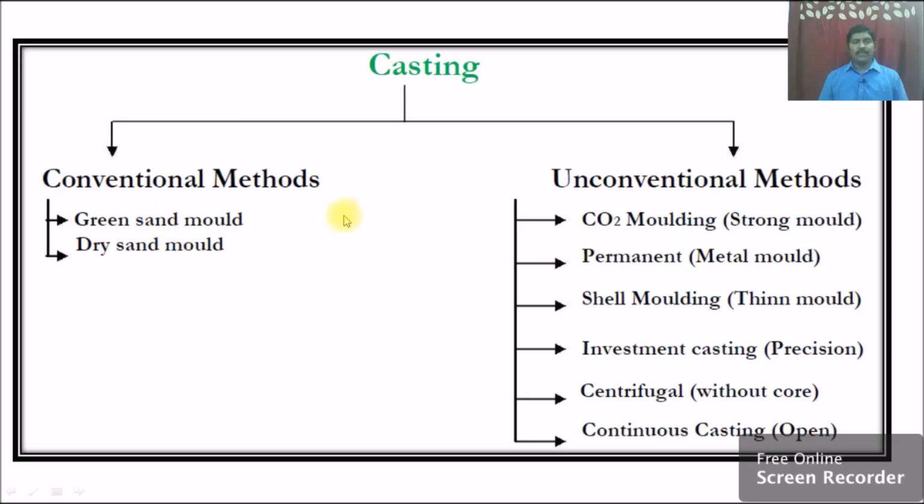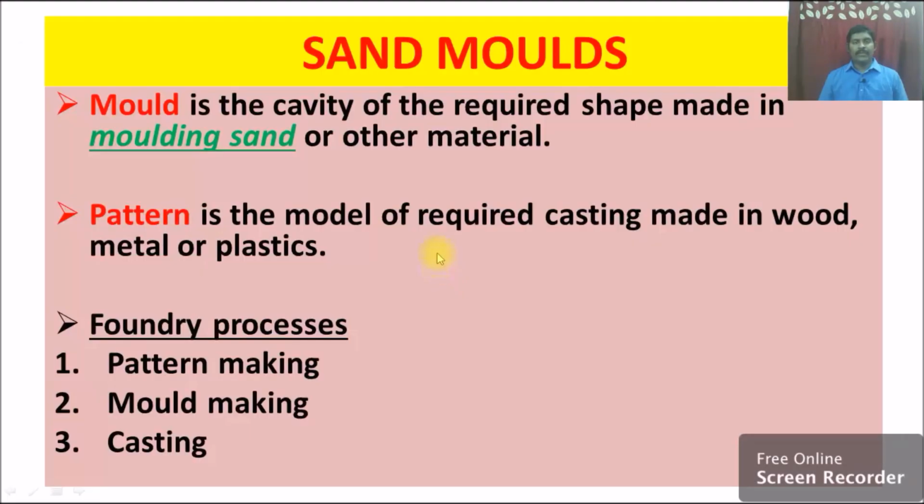Casting consists of 2 major categories. The first one is the conventional method, that is the green sand mold and dry sand mold. The next one is the unconventional method: CO2 molding, permanent molding, shell molding, investment casting, centrifugal and continuous casting. So 2 major categories are involved. Sand mold: the mold is the cavity of required shape made in molding sand or other materials. The pattern is the major tool used in the casting process. In the foundry process, pattern making, mold making and casting are involved.